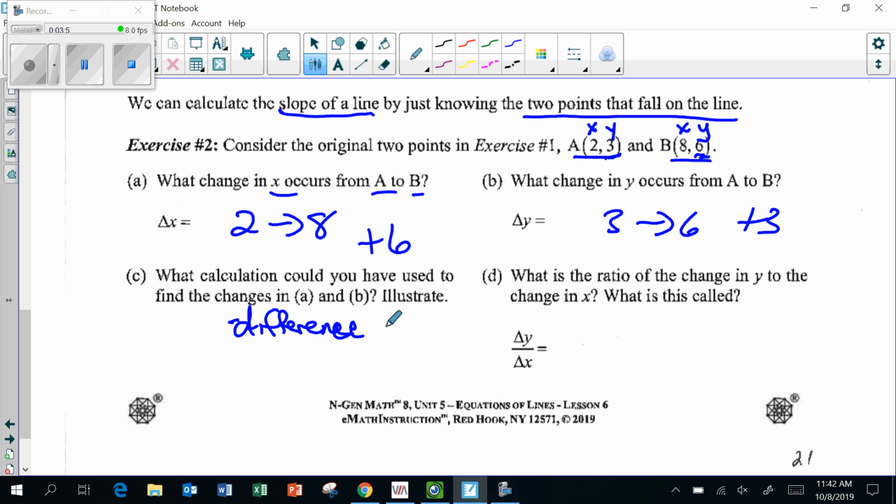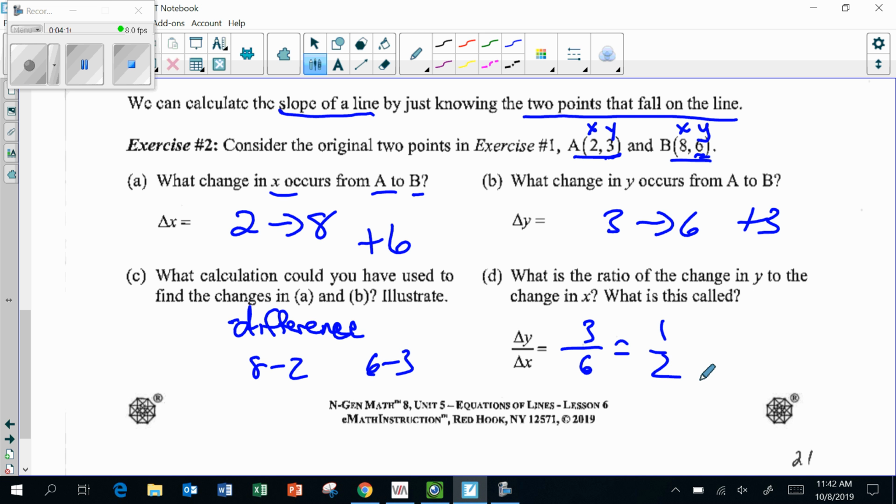So for the difference, you subtract. You could do 8 minus 2 to get the x, and you can do 6 minus 3 to get the y. So the change in y over the change in x would be this 3 over 6, which would still become 1 over 2. And you shouldn't be surprised if we got the same slope.